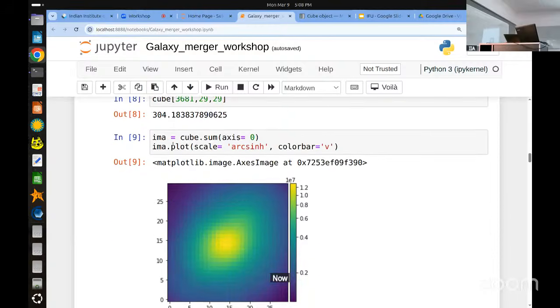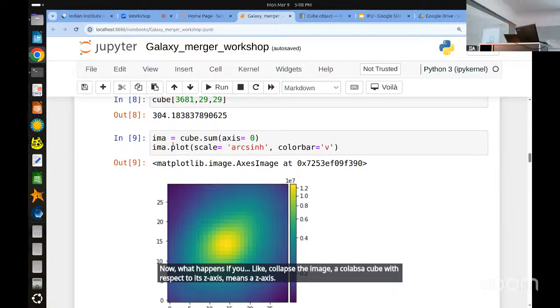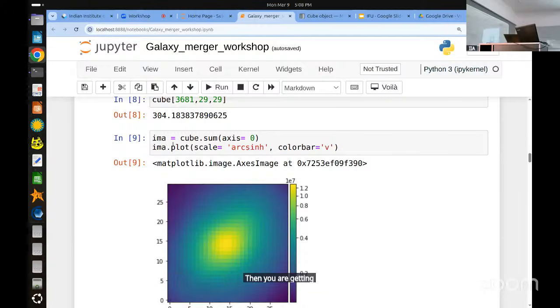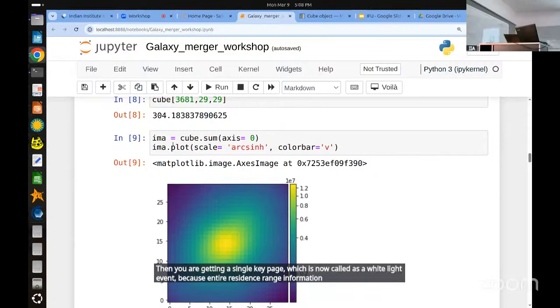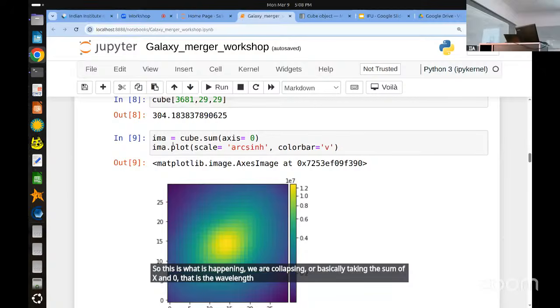Now, what happens if you collapse the cube with respect to the z-axis, meaning the wavelength axis, meaning you are collapsing all the wavelength? Then you will get only one image. You have an image at each wavelength. Now you sum up, completely collapse it together, basically taking a sum. Then you are getting a single image, which is called a white light image, because the entire wavelength range information you are getting in a single frame. So this is what is happening. We are collapsing, or basically taking the sum of axis 0, that is the wavelength axis, and what we are getting is the white light image.